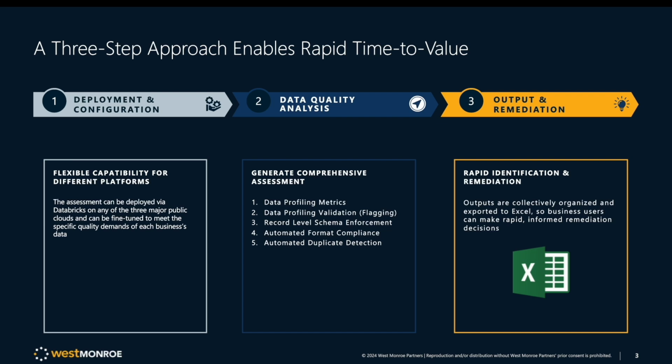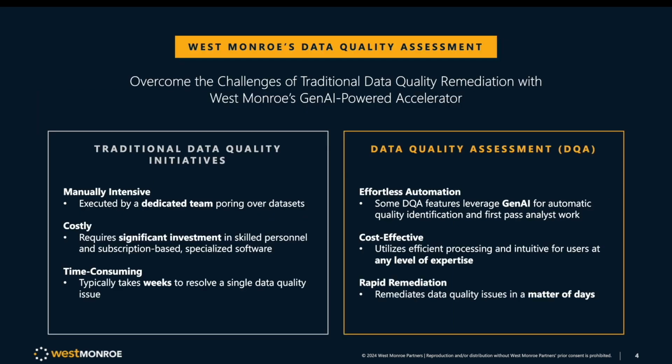Finally, output and remediation compiles all of the above results into a business-ready Excel document to expedite the remediation process for business users. The DQA allows clients to overcome the challenges of traditional data quality remediation. Unlike traditional methods that are manually intensive, costly, and time-consuming, the DQA offers effortless automation by leveraging GenAI for automatic quality identification and first-pass analytics. This approach is cost-effective, utilizing efficient processing that's intuitive for users at any experience level.